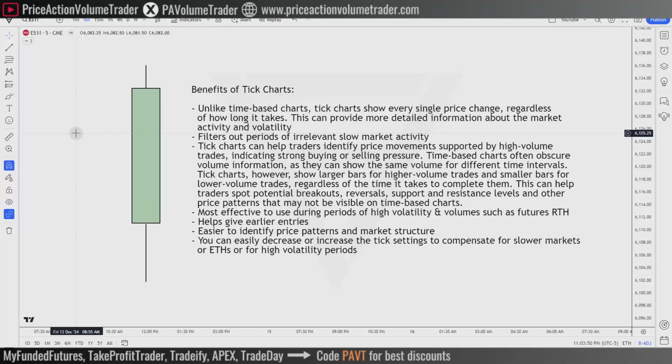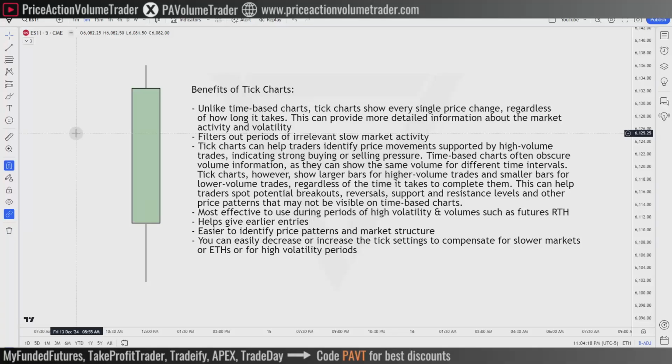Tick charts are most effective to use during periods of high volatility and volume, such as, for example, if we're talking about futures markets like the S&P 500 and NASDAQ, ES and NQ. The best times will be trading at the New York Open and also towards the end of the regular trading hours, which is a good period that I like to trade.